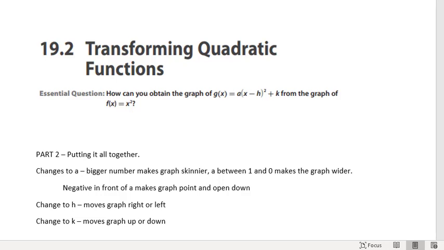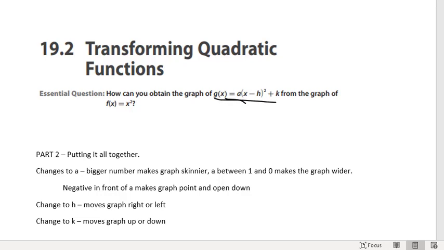Okay, today we're going to look at 19.2 and we're going to do the second part, kind of putting everything together that we've done so far. So, in the previous lesson, you learned how things shifted to the left or right or moved up and down depending on changing our h or our k. And two lessons ago, you learned what happens with the a that's out front.